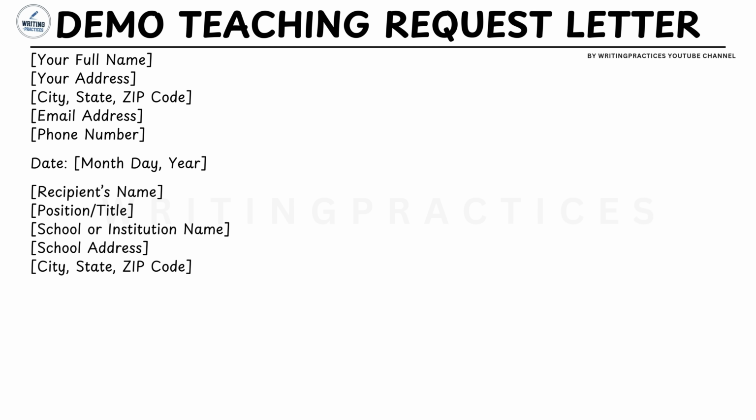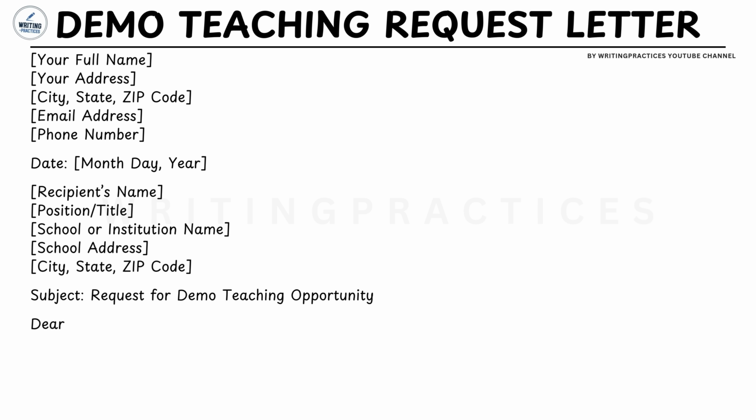Subject line, making the purpose clear. Now let's add the subject line. The subject should be short, clear, and specific. Write it like this. Subject, request for demo teaching opportunity. This makes it immediately clear what your letter is about, even before the reader dives into the full content. Subject lines are especially helpful in formal correspondence, where the reader may be handling multiple applications or emails at once.